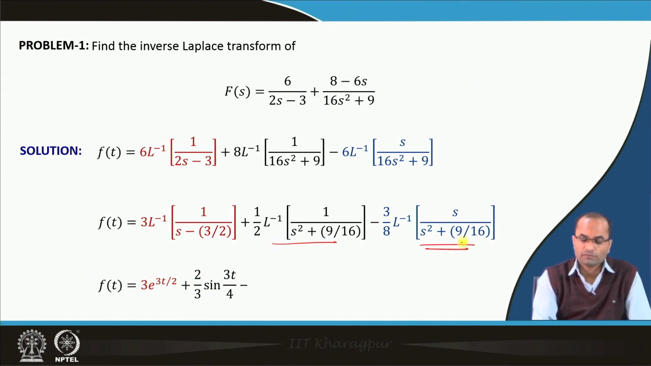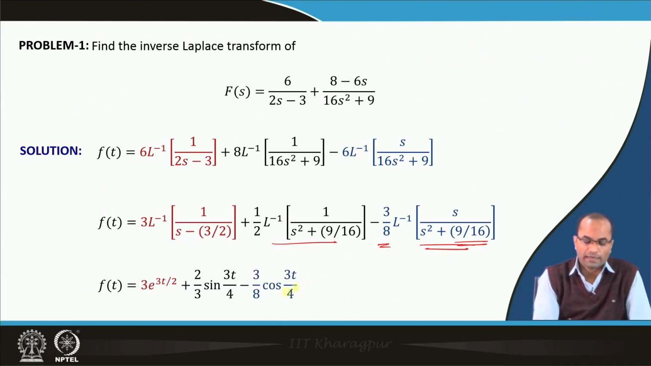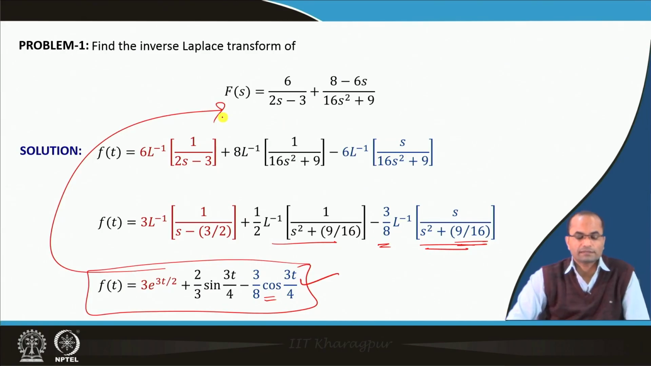Concerning the last one, we have a direct result, because it is s over s squared plus a squared, and a squared is 9/16, which means a is 3/4 again. So, the inverse of this is cos at, and we have 3/8 times cos of 3t/4. So, that is the function whose Laplace transform is given as 6 over (2s minus 3) plus (8 minus 6s) over (16s squared plus 9).